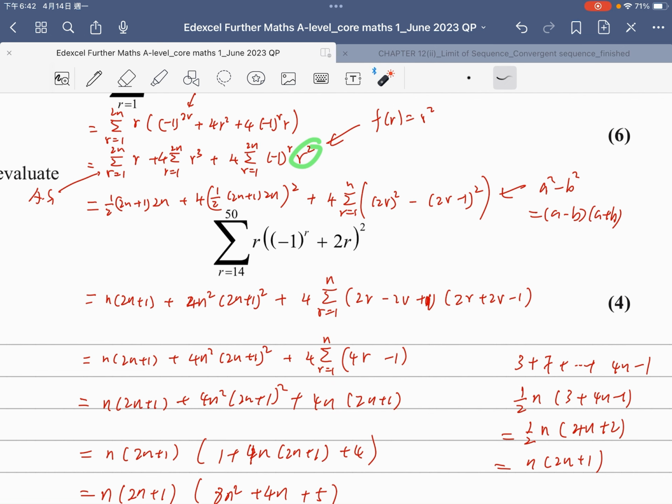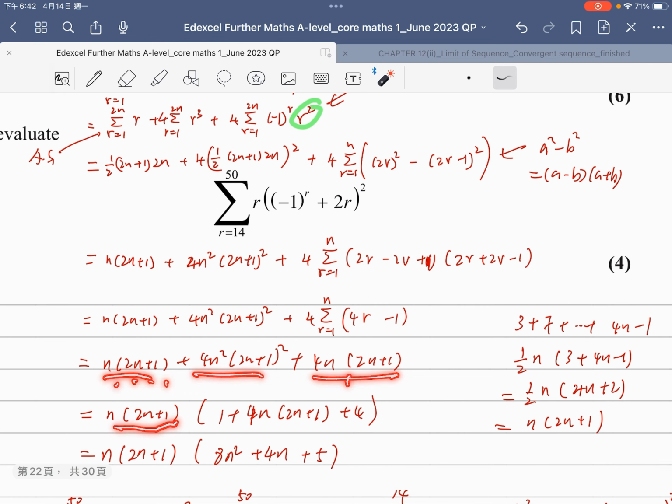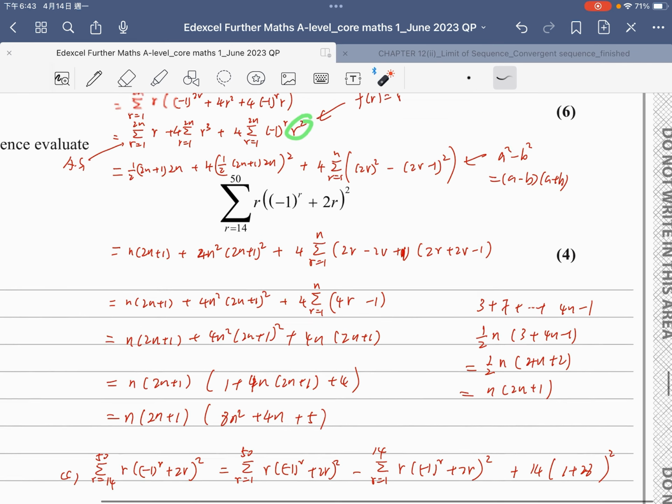Wow, so great, because you can see that there is a common factor of n times (2n plus 1) here. Factorize the common factor n times (2n plus 1), and here is 1. This leaves 4n times (2n plus 1), and then plus 4. Finally, we obtain the final result here. Okay, then for the second part.